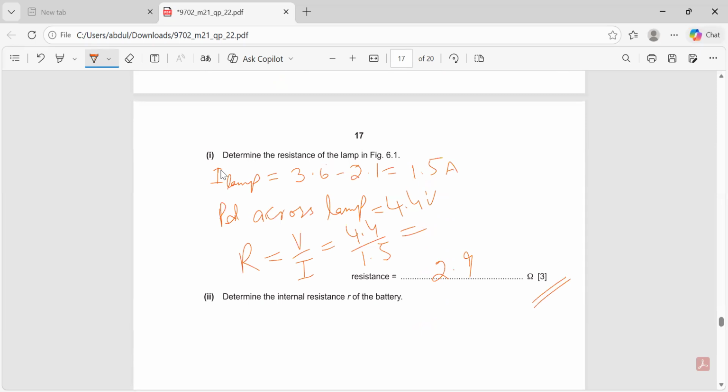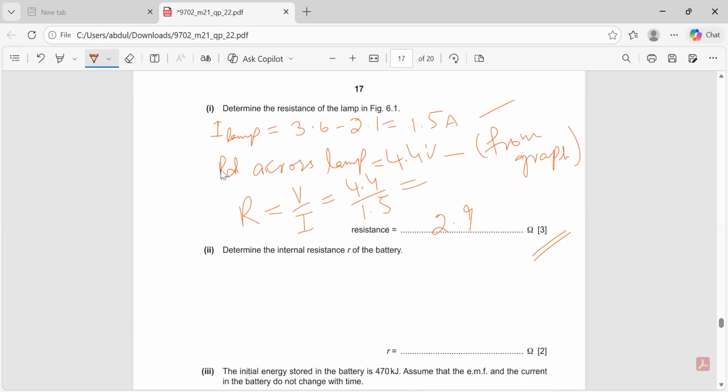I'm sure it is not very difficult. It's okay, but it is 3 marks. See, 1 mark for the calculation of current. This is the value which I have calculated from the graph. Please be very careful about this. Now determine the internal resistance of the battery.